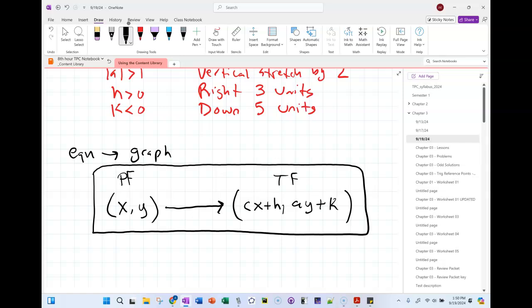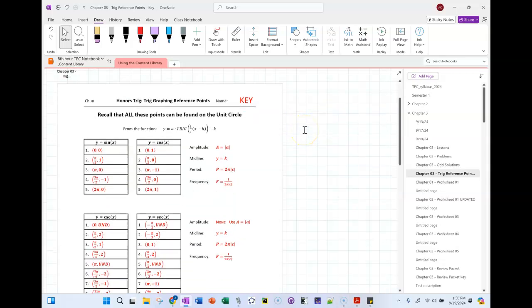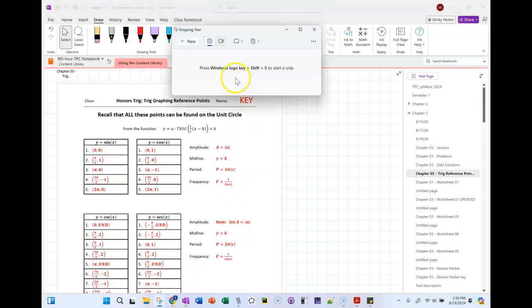Okay, now you have my attention. What are the important ones? The ones that either lie on the midline or at an extrema. Okay, great. What are those points then? So if I look at my sheet in my OneNote that says trig reference points, there they are for sine and cosine.